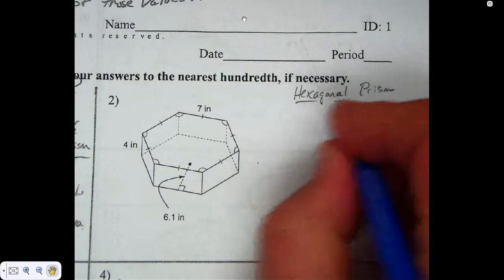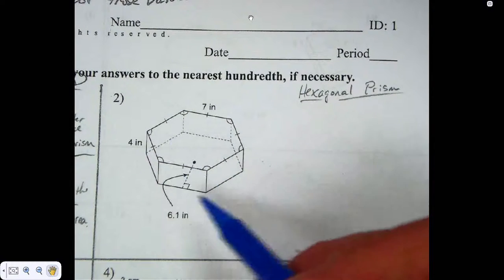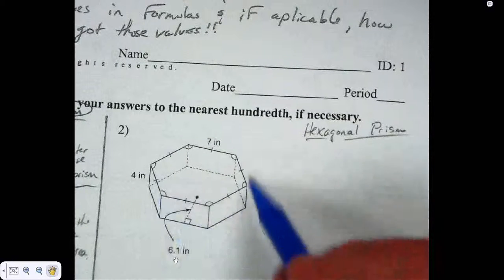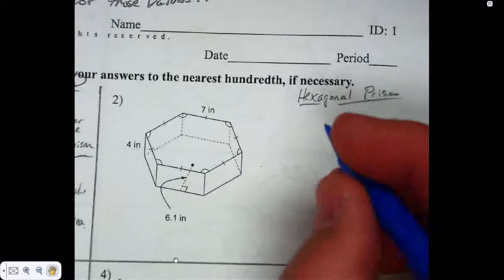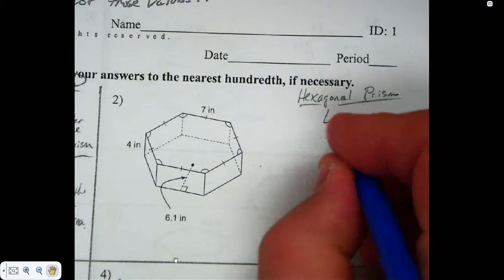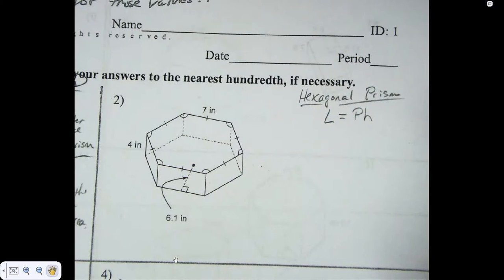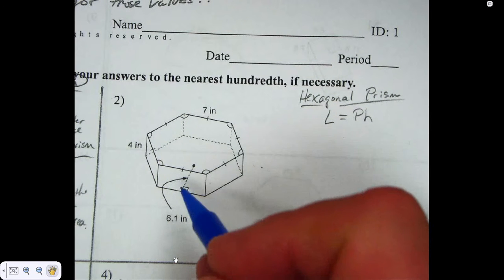Now, you want to know what makes something a prism? The lateral faces are rectangles. See how lateral faces are rectangles? That's the sides. Lateral means side. Okay? Now, your formula here for the lateral area is L is equal to what? Perimeter times what? Height. It's the same thing. It's just you're going to find the perimeter in a different way, right?